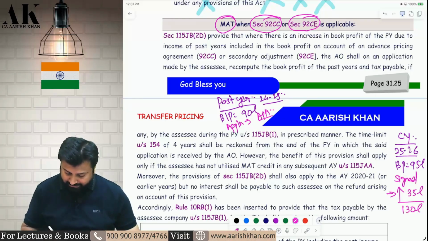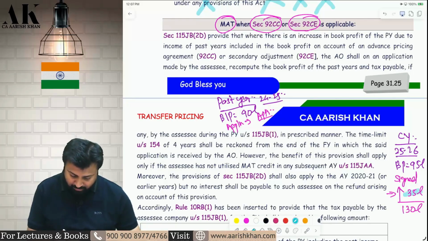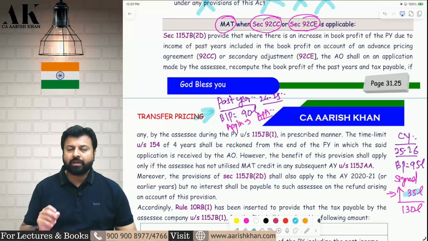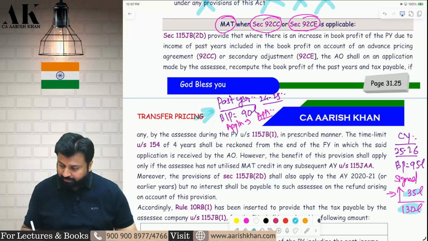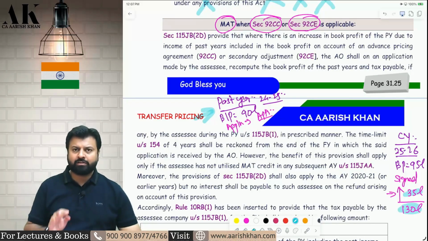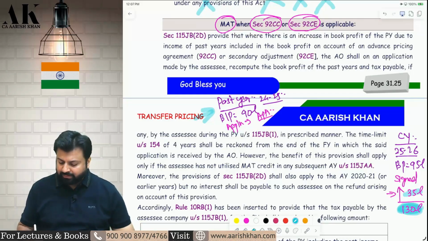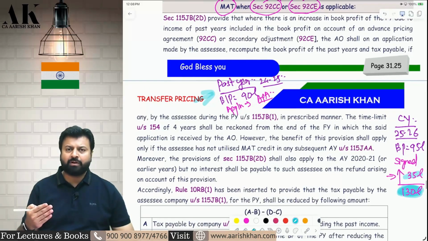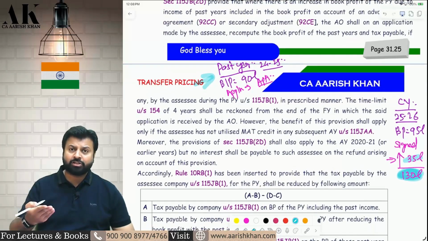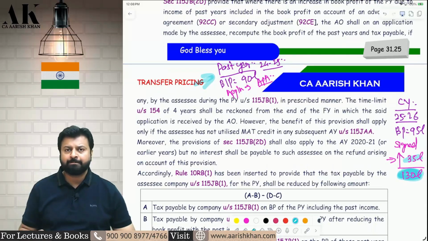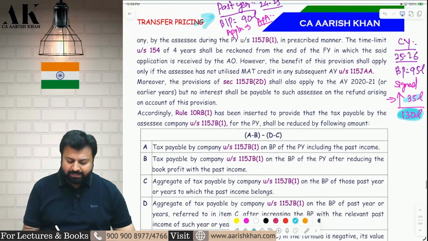But this income pertains to which year? This income pertains to this past year. Because of this, in the current year your book profit is increasing and your tax is increasing. So therefore the CBDT is giving you relaxation in the current year from your current year tax. So how will you compute your current year tax? On 130 lakhs, you will compute your tax as per book profit, 15% tax, 7% surcharge and 4% cess. From that, the CBDT is giving you this much relief.